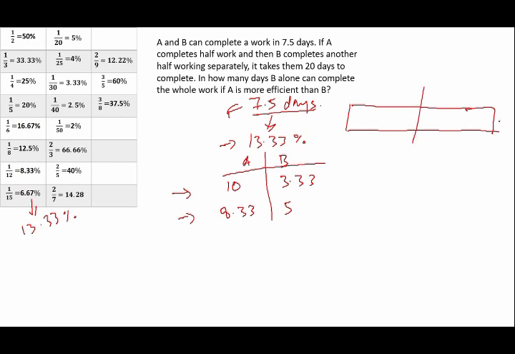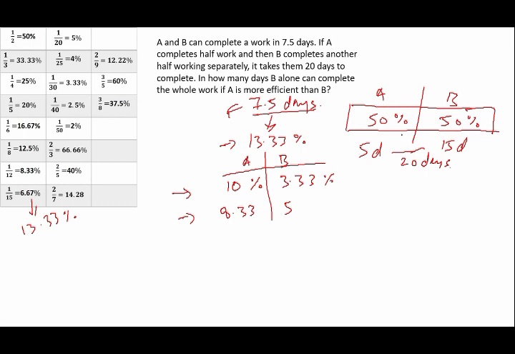Let's assume this is your complete work. You have 50% here and 50% here. This is territory for A, this is territory for B. For completing 50% of work at a rate of 10% a day, it will take A 5 days. And for B, it will take almost 15 days when he is doing 3.33% of work in one day. Add it up, you will get 20 days.